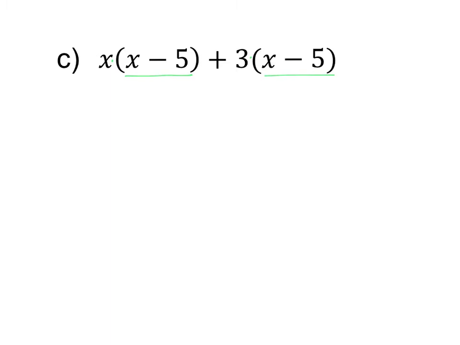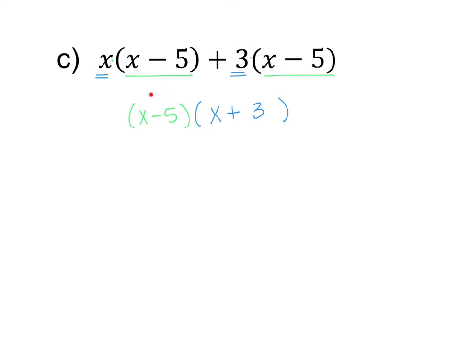So if I were to do that, that means x minus 5 would come out from both terms. But what do I have left over? Well, I have an x left over here and a 3 left over here. So I'm going to create a new set of parentheses and drop down my x. Now, don't forget that plus sign. And then I'm going to drop down my 3 that's left over from this term.